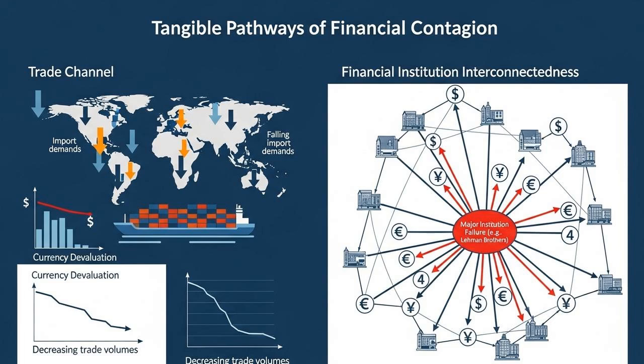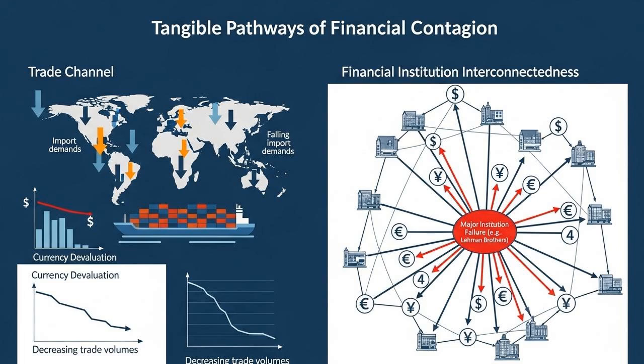So how does a crisis in one corner of the globe actually go viral? The spread isn't random. It follows distinct pathways, both tangible and intangible. Let's start with the tangible links. The most direct channel is through trade. When a country's economy stumbles, its people and companies buy fewer imported goods. This directly hurts its trading partners.